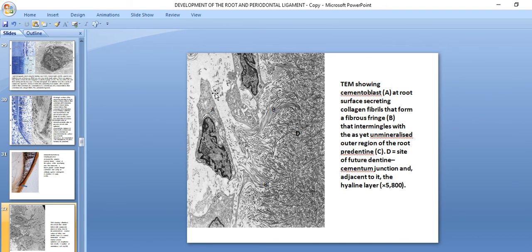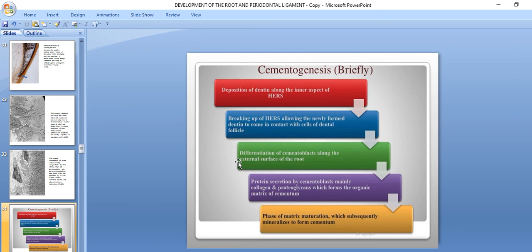And here you can see that these are the cementoblasts at root surface secreting collagen fibers, and this fibrous fringe then intermingles with this unmineralized outer region of root predentin. This is the site of the future dentin-cementum junction, and adjacent to it the hyaline layer.